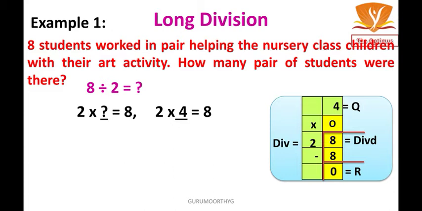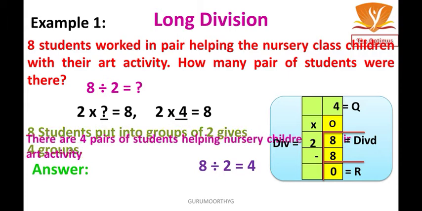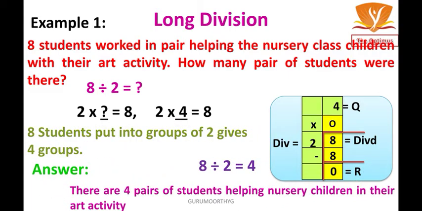8 students put into groups of 2 gives 4 groups. That means 8 divided by 2 equals 4. Therefore, the answer: there are 4 pairs of students helping nursery children in their art activity.